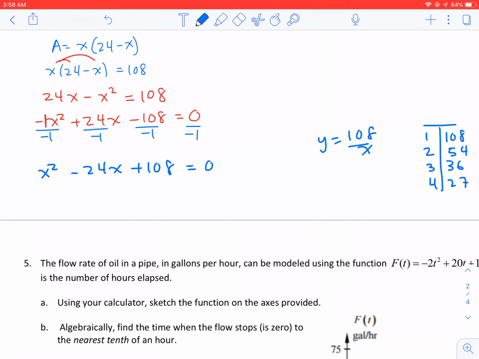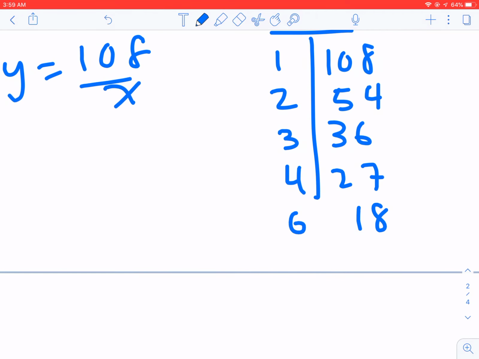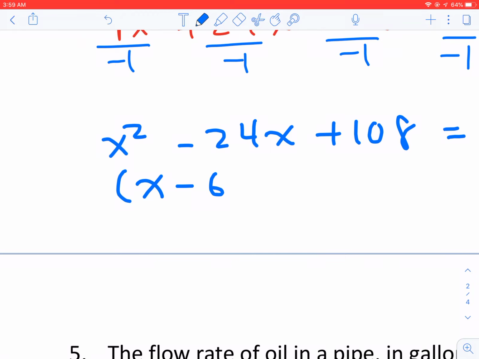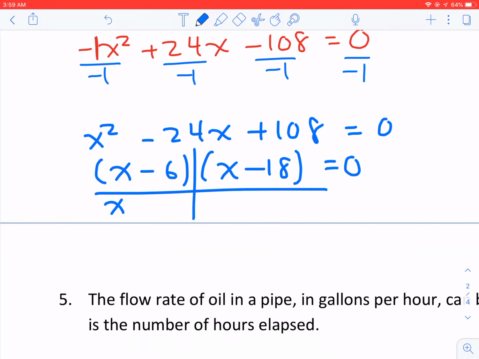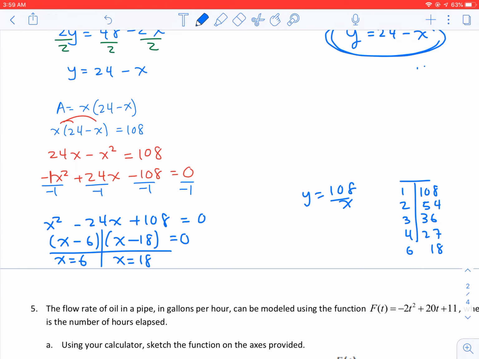I believe the two numbers that multiply to 108 and add to 24 are 6 and 18. So this will factor to x minus 6 and x minus 18 equals 0, which means x could be 6 or x could be 18. Oh, so those both look like good answers. So let's see what happens when I try plugging in these answers.